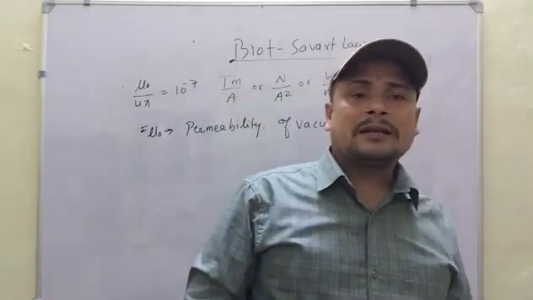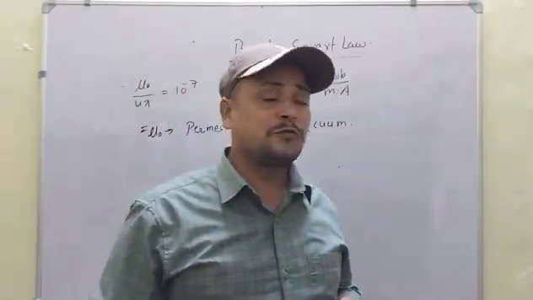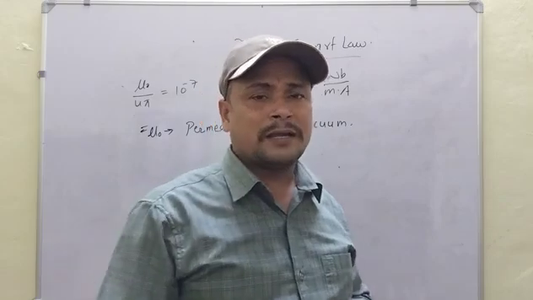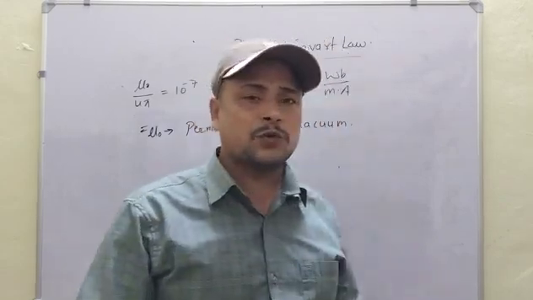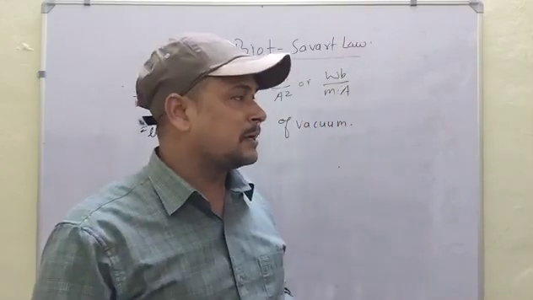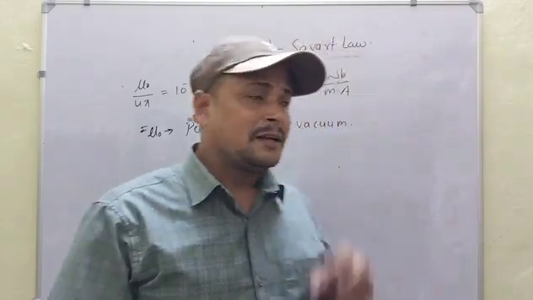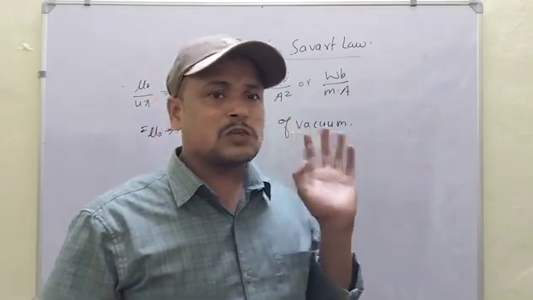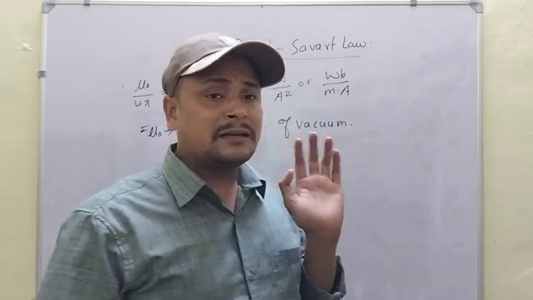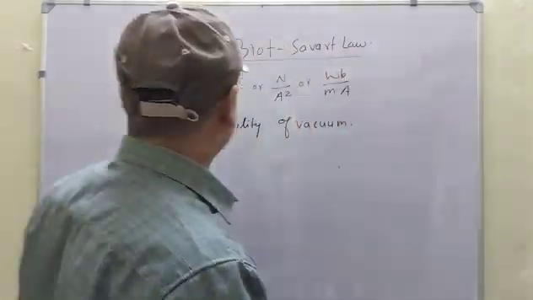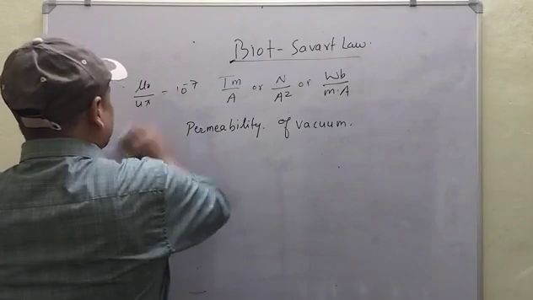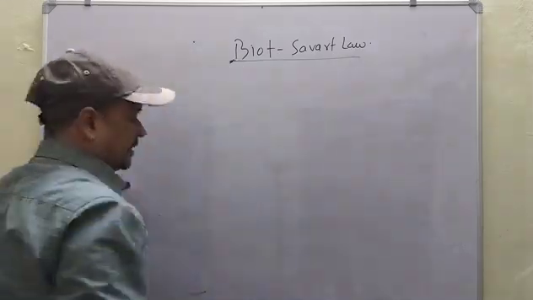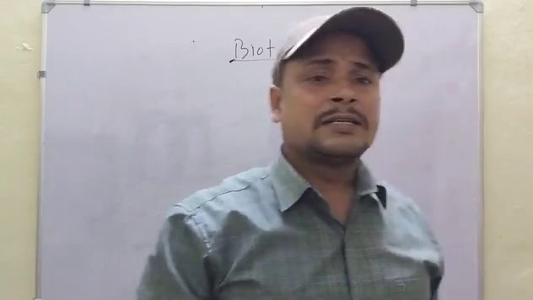So you should remember the formula we get from the Biot-Savart law: mu naught by 4 pi I dl sine theta divided by r square, and mu naught by 4 pi is 10 raised to the power minus 7. You should remember the units, it will help you solve the questions: Newton per ampere square, Weber per meter ampere, and Tesla meter per ampere. Now we are going to discuss one of the applications of Biot-Savart law.